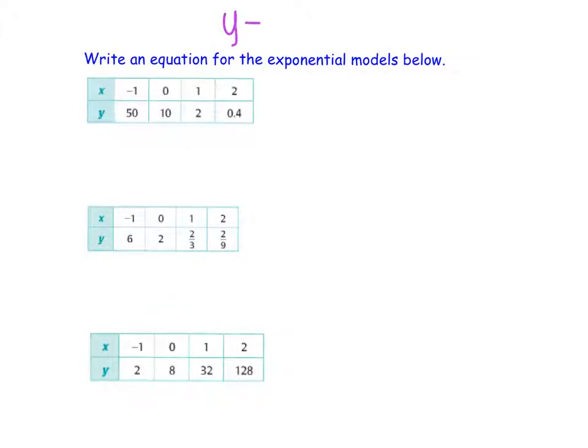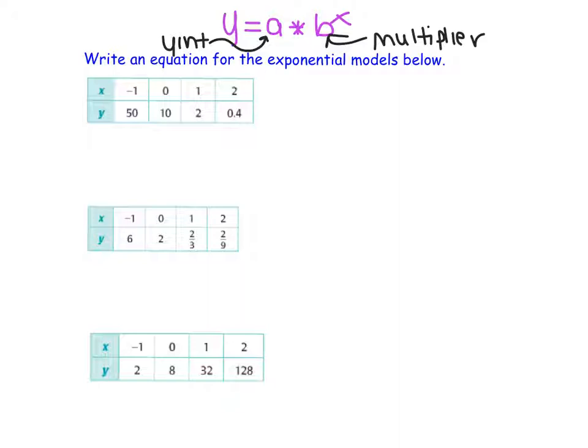Let's try to write a couple more exponential functions. So remember, we're going to be in the form y equals a times b to the power of x, where a is your y-intercept value and b is that multiplier value that we are consistently multiplying those y values by. So let's start off by looking at this first one here. Remember, our y-intercept value is when x is 0. So when x is 0, I notice that y is 10. So I know that my a value is equal to 10.